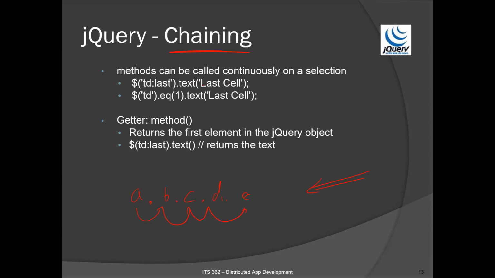Basically, the formal definition is that the methods can be called continuously on a selection, right? So for instance, here we use the jQuery function. We grab from the table the data cells. We grab the last one, and then from that we grab the text, and we change it to last cell, right? We play with it. Or even more chaining: we grab all table datas here, so this will return a list of all the table datas, but then we say where it's equal to index 1, then we grab that one, and then that one gets changed. So that's what chaining basically means.